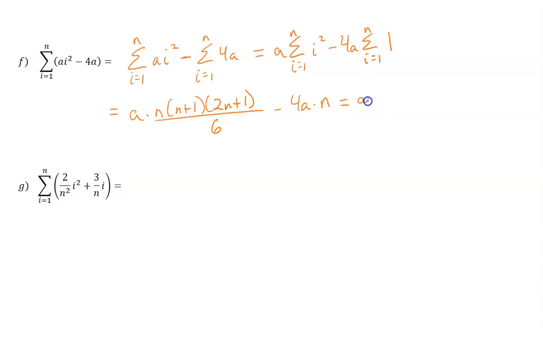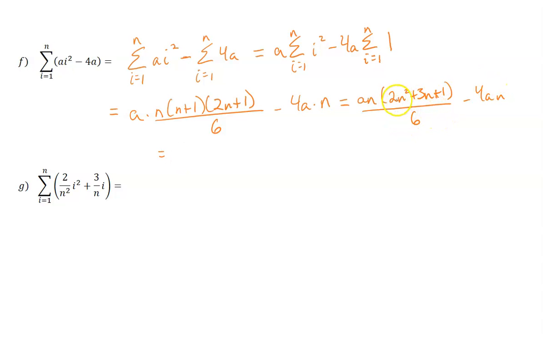So I'm going to leave the an out front over here and multiply those together and see if there's anything that I can reduce or combine. So we have 2n squared plus 3n plus 1. All of that is over 6, then minus 4an, okay? And then I can see that if I were distributing, I actually would have an an that could be combined there. So I'm going to split this into three terms.